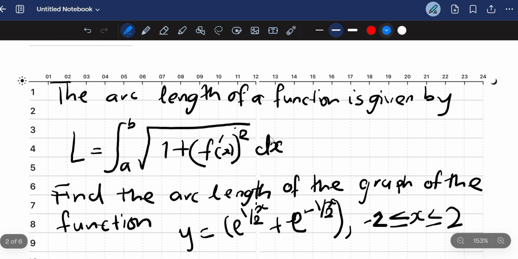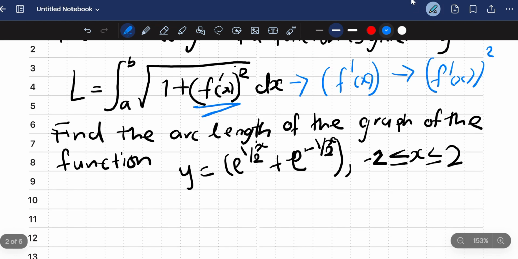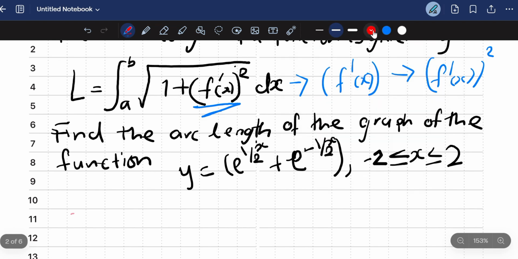So one thing I want you to notice before I solve this is this part of the question. This is going to be my process of solving it. I'm going to first find f prime of x, which is simply the derivative of this function, and then I'm going to go ahead and square that after finding the derivative. So that's what we're going to do in solving this question before we impute it into this formula. So delving right into that, we're going to use a red pen and we're going to solve.